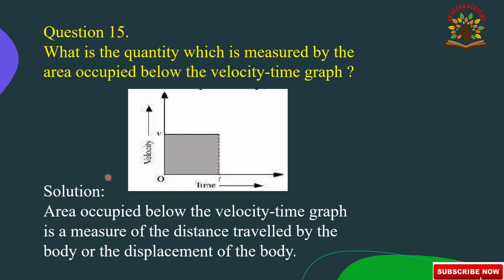Coming to the solution. The area occupied below the velocity time graph is a measure of the distance travelled by the body or displacement. So from the velocity time graph we can calculate either the distance travelled by the body or the displacement of the body.